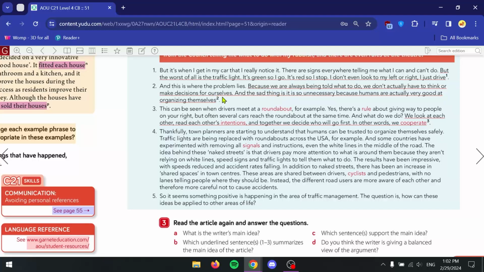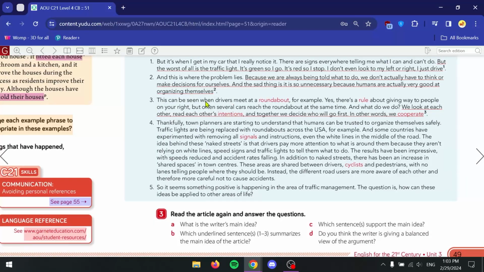2, because we are always being told what to do, we don't actually have to think or make decisions for ourselves. And the sad thing is, it is so unnecessary because humans are actually very good at organizing themselves. 3, we look at each other, read each other's intentions, and together we decide who will go first. In other words, we cooperate. Out of these 3, which one do you guys think summarizes the main idea best?